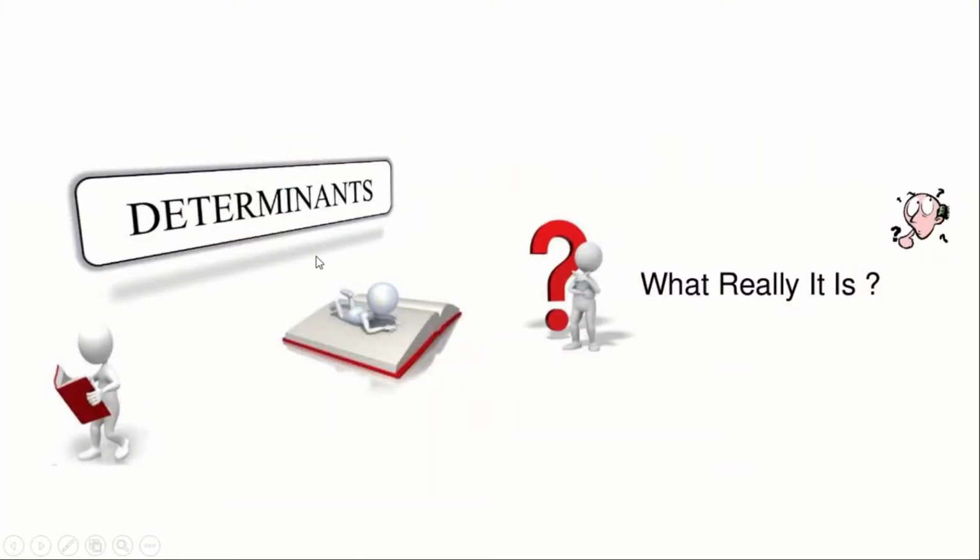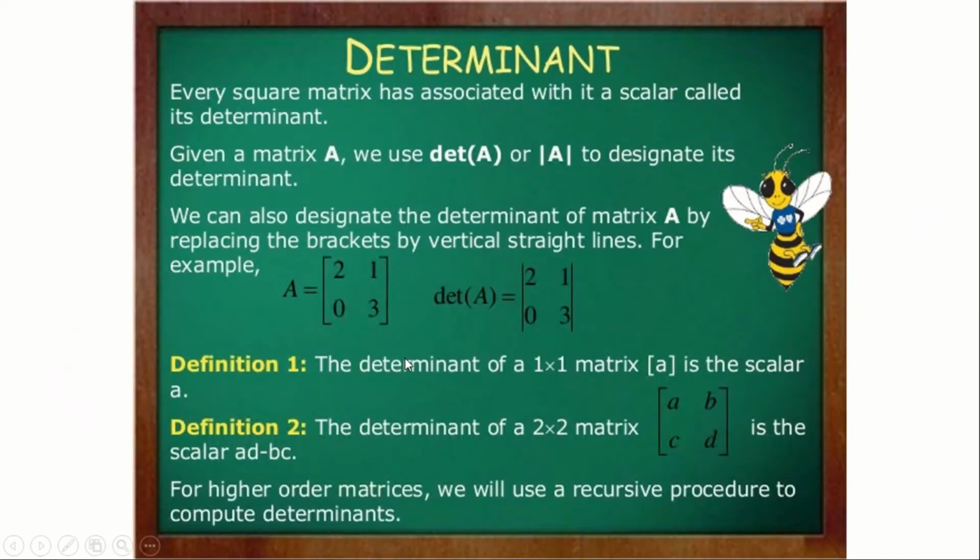So what is a determinant? What really is it? Come, let us know about that. Every square matrix has associated with it a scalar called its determinant. So if a matrix is associated with a scalar, then it is said to be a determinant. Given a matrix A, we use det A or determinant A. We can signify the determinant as det A or with these two vertical lines. So this is considered as the determinant to designate it.